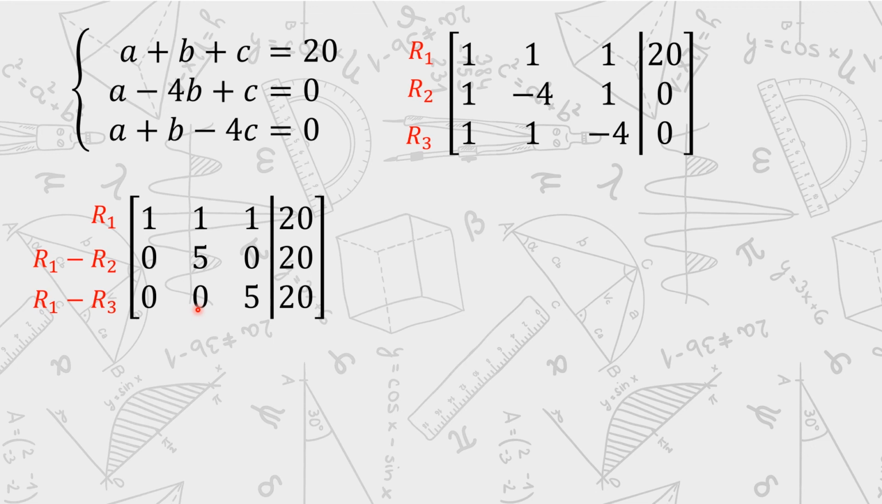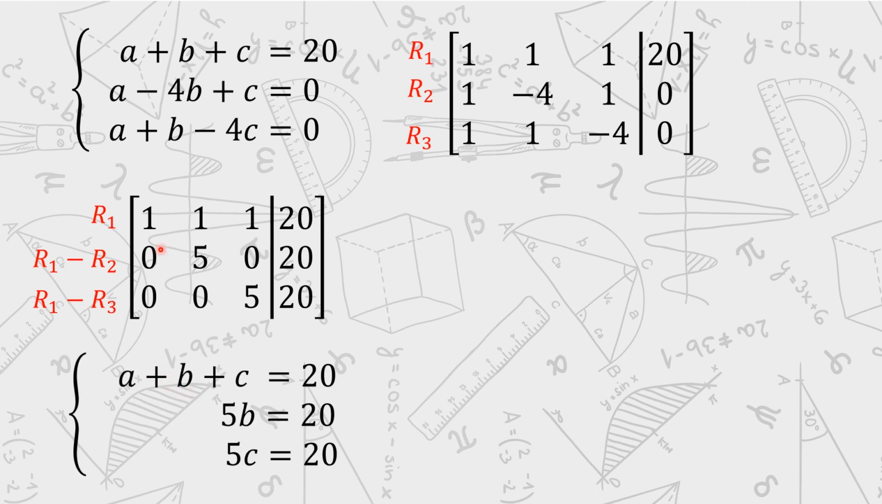So we can now write the system of equations from this matrix. We have A plus B plus C equals 20. And then we have, since the elements in the second column are the coefficients of the B variable, 5B equals 20. Also, the elements in the third column of the coefficients matrix are the coefficients of C. Then, for the third equation, we have 5C equals 20.